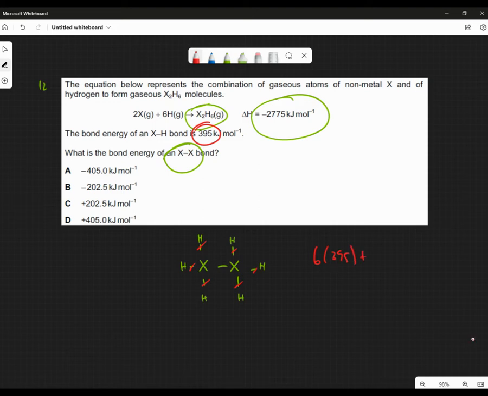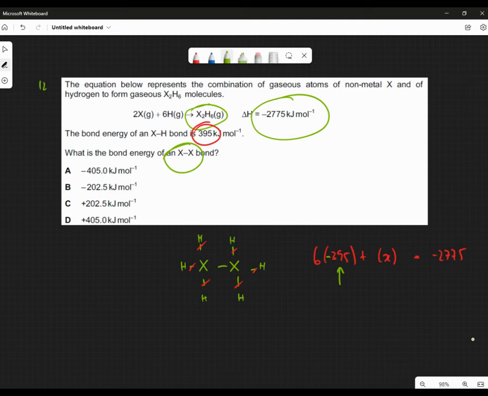Plus, we're making an XX, aren't we? This one. Plus whatever XX is, I'm going to call that X. That plus that is going to give me minus 2775. Now, I just realized what I've done there. I think I'm confusing you. This is the bond energy, but we're going to say minus because we're not breaking the bonds, we're making the bonds.